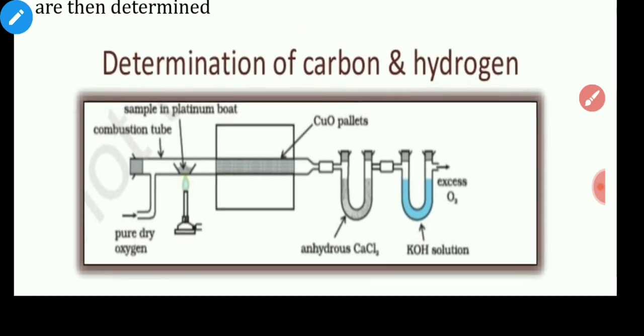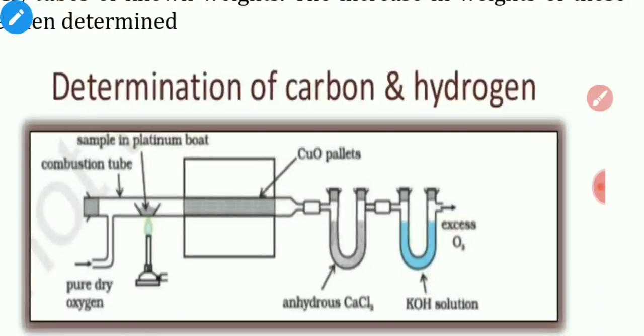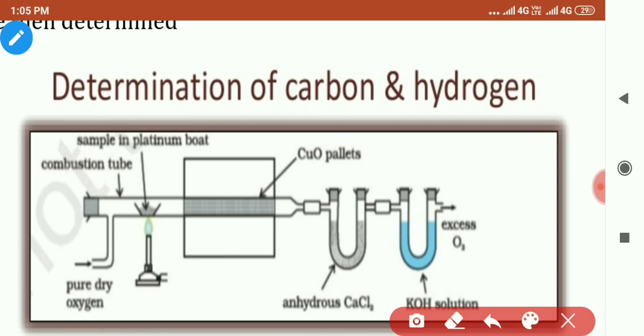So this is the combustion apparatus. When we are going to determine carbon and hydrogen, we can consider this apparatus. This is the combustion tube. In this combustion tube you have kept the pure sample, and when you start combustion, gaseous products are formed. Now these gaseous products are passed through copper oxide pellets, so that the moisture or any water content, if it is there, is evaporated. So it is made anhydrous.